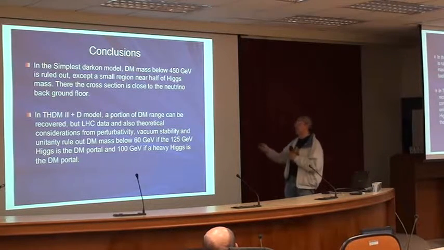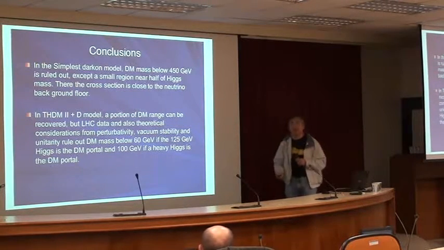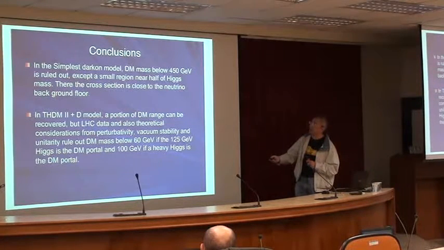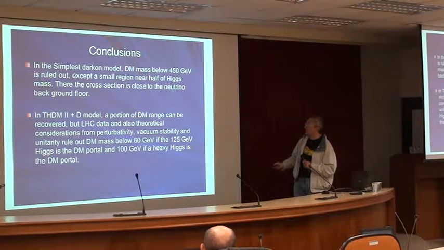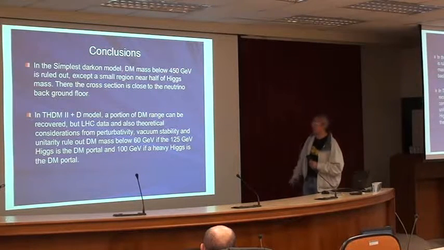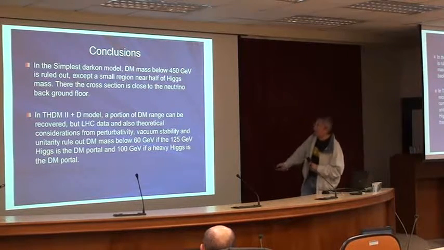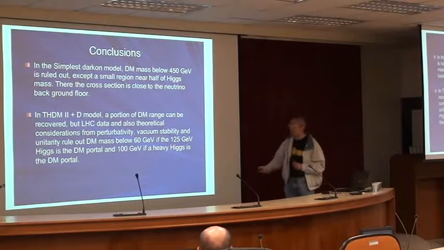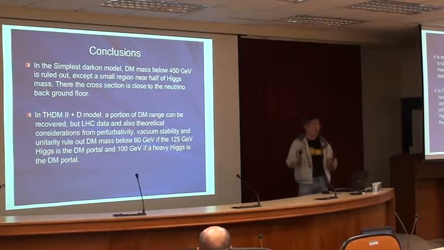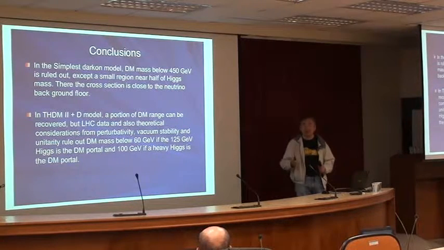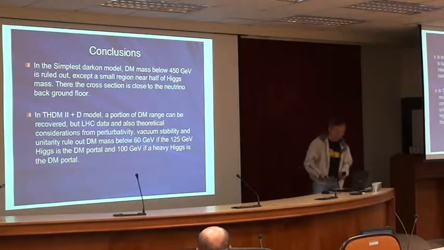And you can ask why I want to recover some of the parameter space in the two Higgs doublet dark matter model. Then you find you can recover some of it. For example, if the light Higgs is doing the job, 60 GeV and below is ruled out. But if the heavy guy is doing the job, below 100 GeV is also ruled out. So we still have a lot of parameter space to probe, and we wish to have more experiments going on, providing new data. We'll see what happens. Thank you.